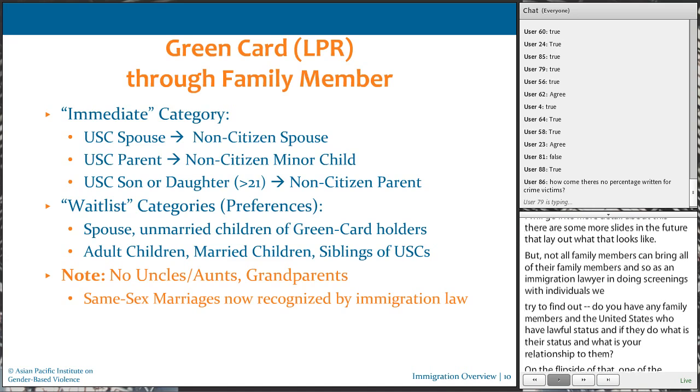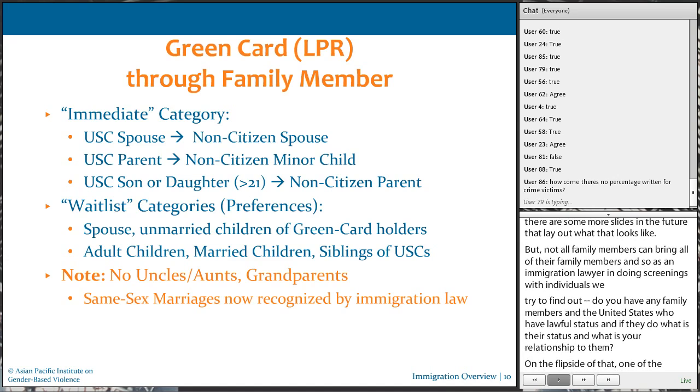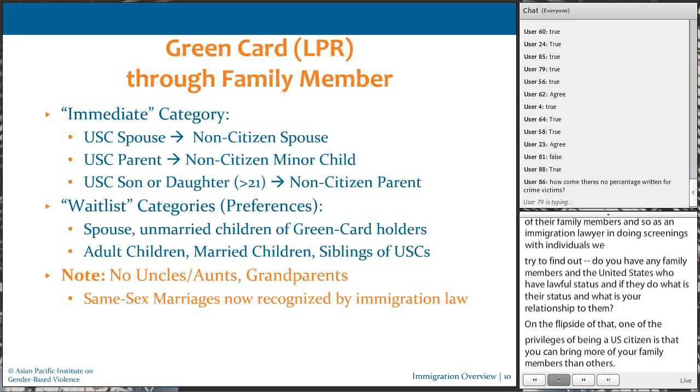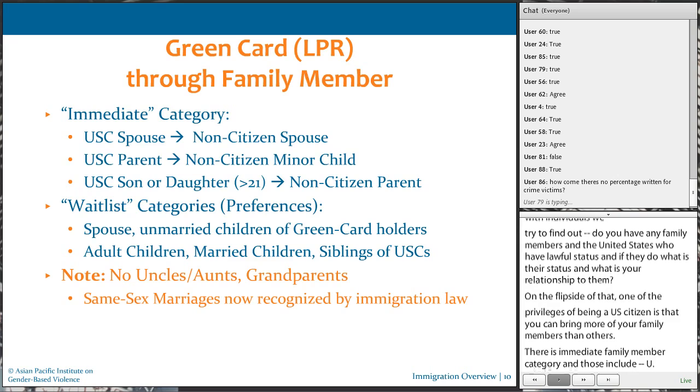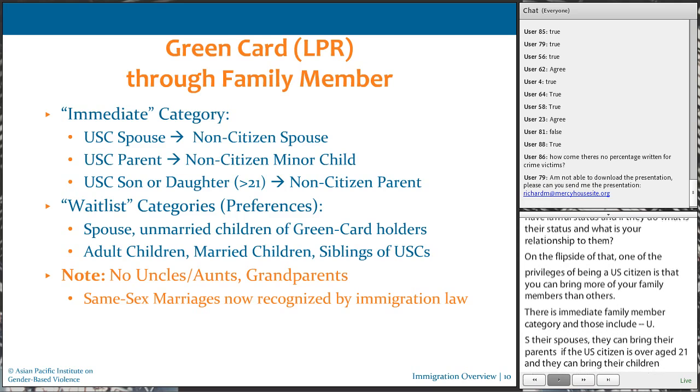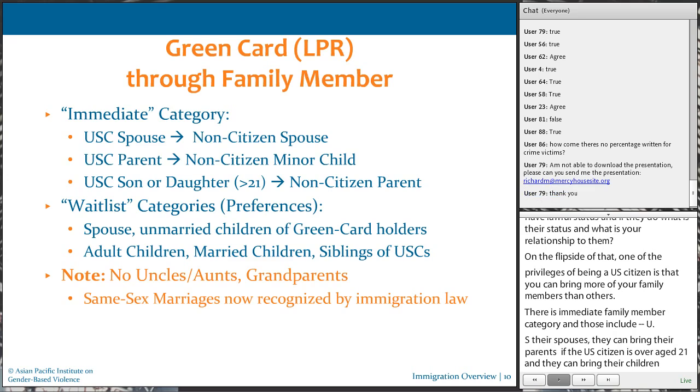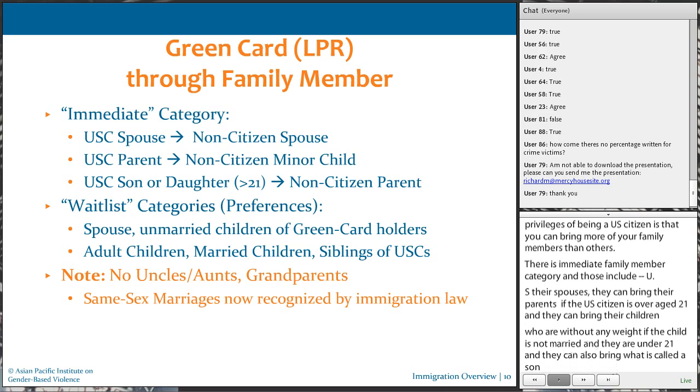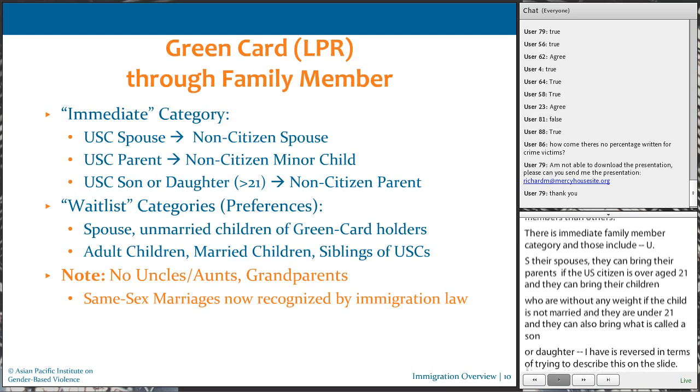And so there's the immediate family member category, and those include U.S. citizens, who can bring their spouses, and they can bring their parents if the U.S. citizen is over age 21. They can bring their children without any wait if that child is not married and they're under 21. And then they can also bring what's called a son or daughter. I've got this reversed in terms of trying to describe this on the slide. So U.S. citizens can bring their spouses, their parents, their children, and depending on the category, the wait will differ depending on whether that child is married or unmarried and over 21 or under 21.